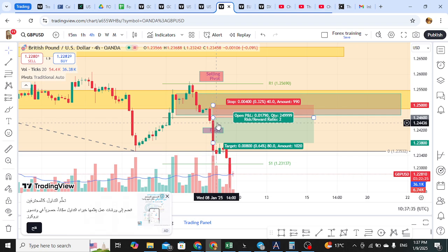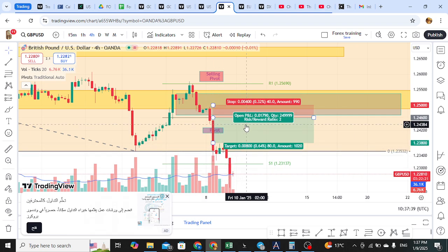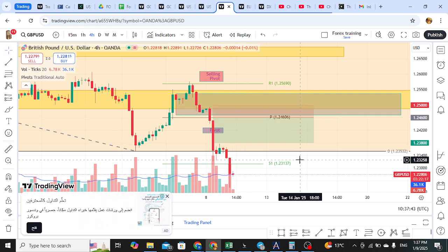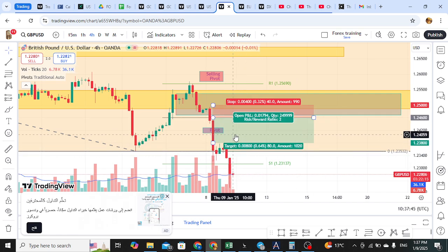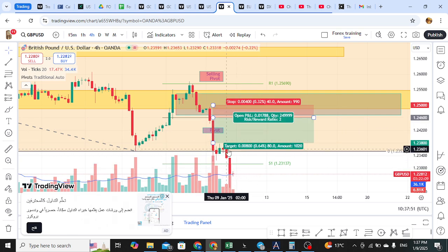The price, as you can see, kept going down and it didn't go up to retest this pivot level. Therefore, I deleted this trade today. When I saw this, I deleted the trade, because even if it went back, I'm not sure if it will go back to this level or not.